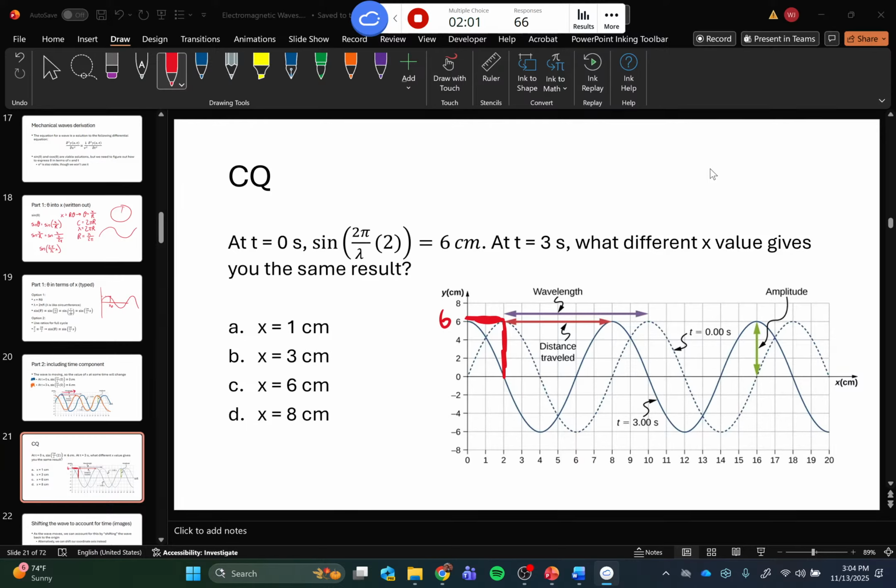Sine of t at 2 centimeters is the height of 6 centimeters. On the dotted one, when we get the same way.